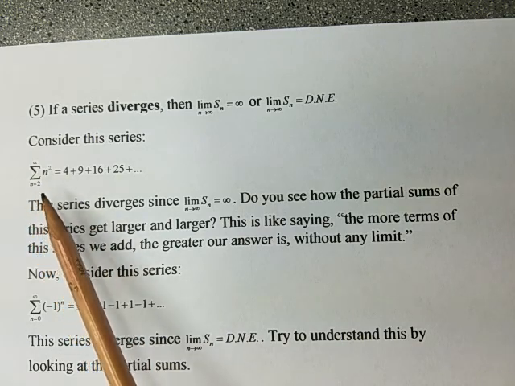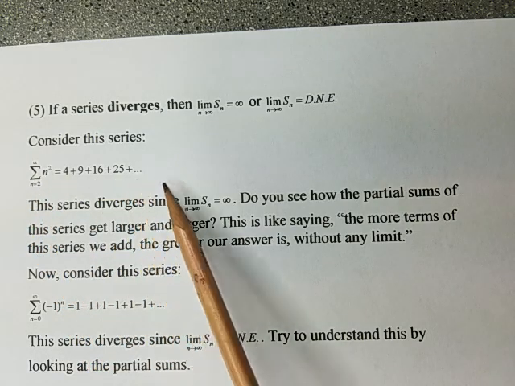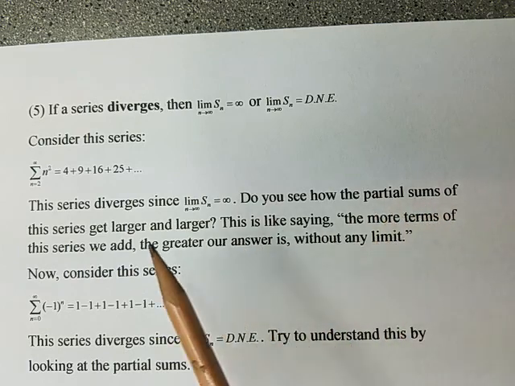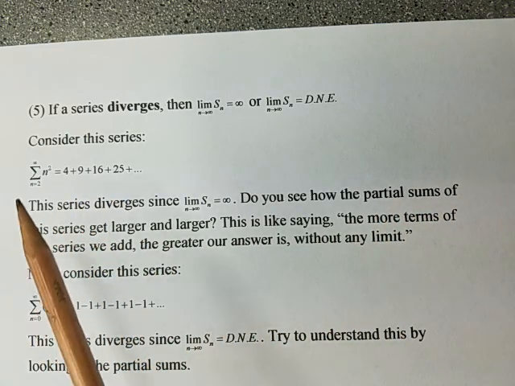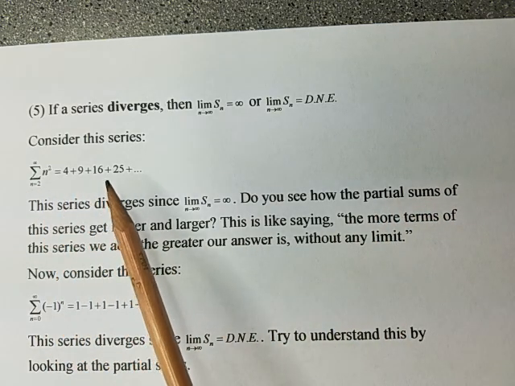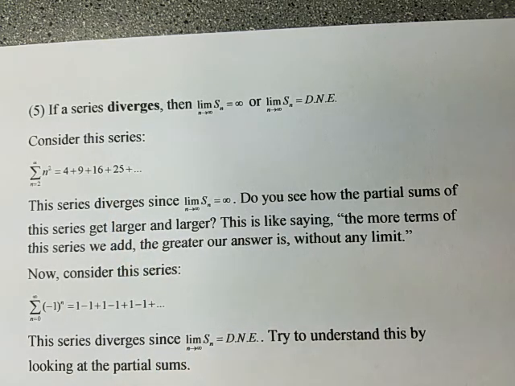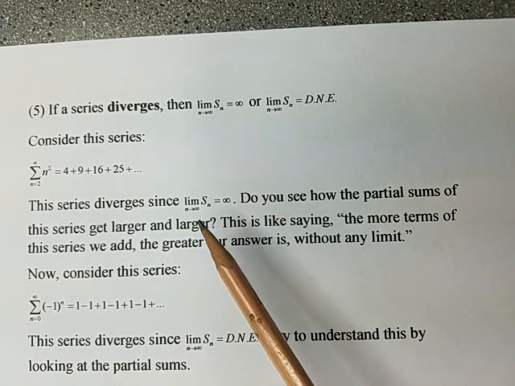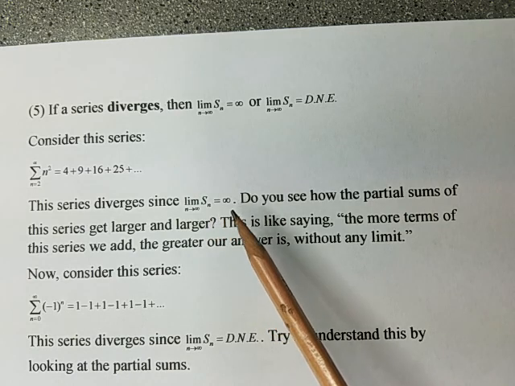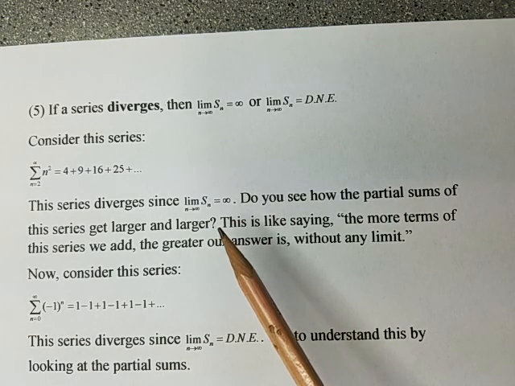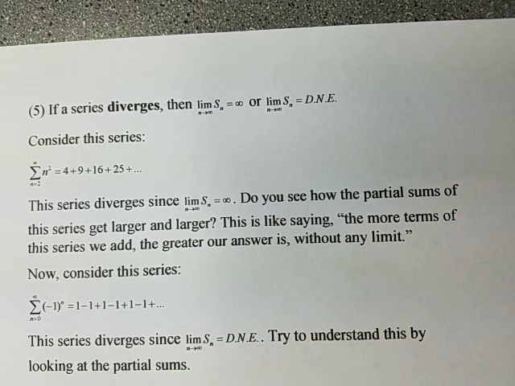Then you go to 3, then you go to 4, then you go to 5, and you go forever. Well, what happens to the partial sums there? Isn't it true that the more terms I add together, the bigger my answer is going to be? You could say the limit as n goes to infinity of Sn is infinity. All right? If you don't believe it, try it.